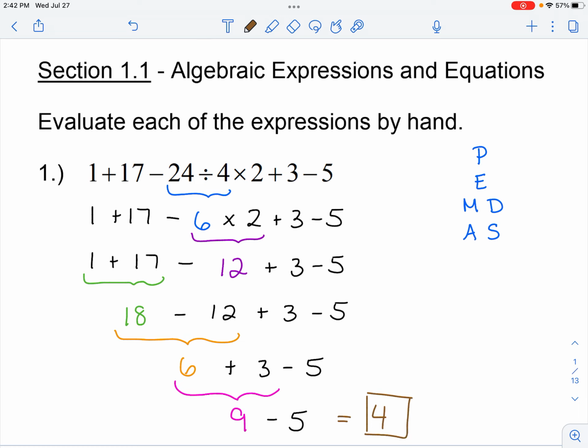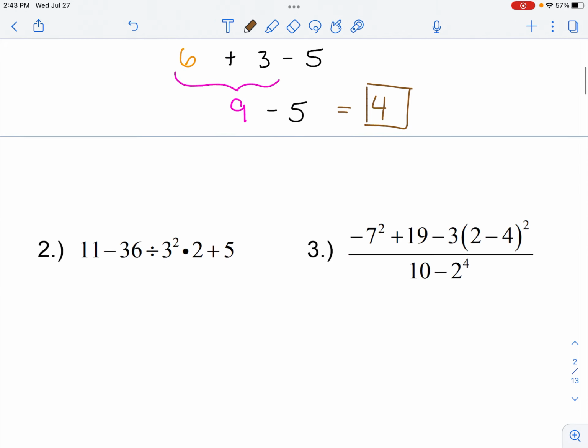And if I had typed this entire expression into a scientific or graphing calculator, I would have come up with the answer of 4. Okay? So that's evaluating an expression by hand. Now we're going to do a few more problems just to make sure that we know how to deal with all different sorts of situations. All right, here we go.